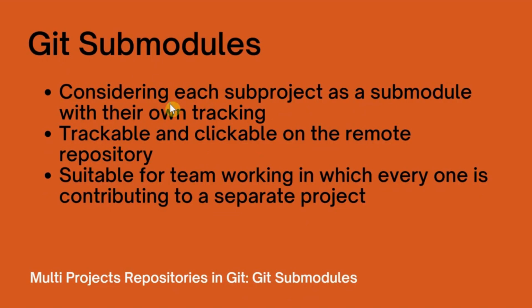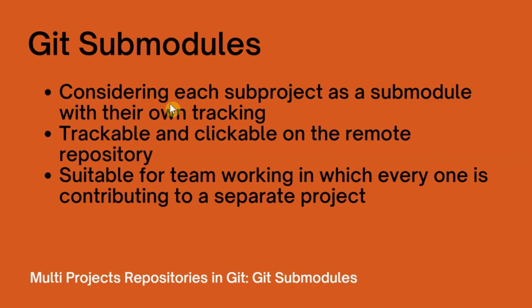There is a functionality in Git called submodules, and each submodule is a separate repository. However, if you go to the main repository, you can see these submodules. Then you can click on each of these submodules and go to that submodule. Each submodule has its own tracking system, so you can apply changes and keep track of the changes in the project. And a team can be working on various submodules.